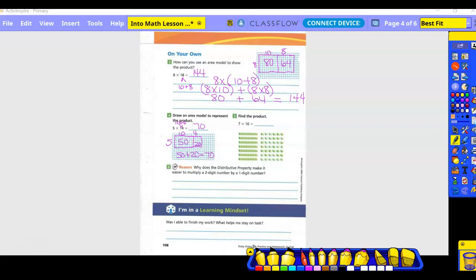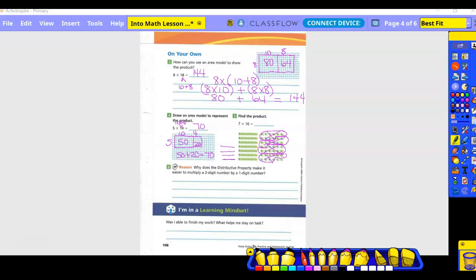Number 4, it said to draw an area model to represent the product. And we had 5 times 14. So we decided to break 14 into 10 plus 4. So we drew our boxes and we went down 5 and over 10 for the first one. We went down 5 and over 4 for the next one. So then we took 5 times 10 and got 50. And we took 5 times 4 and got 20. So we did 50 plus 20 equals 70.